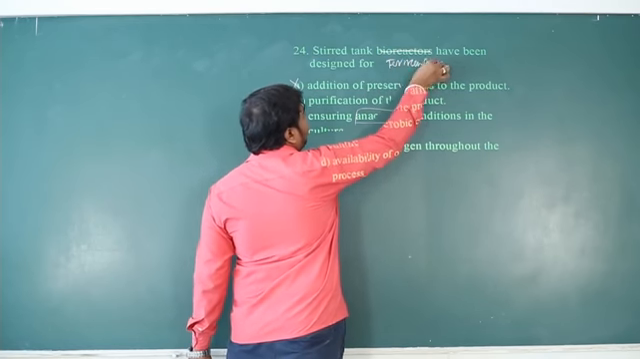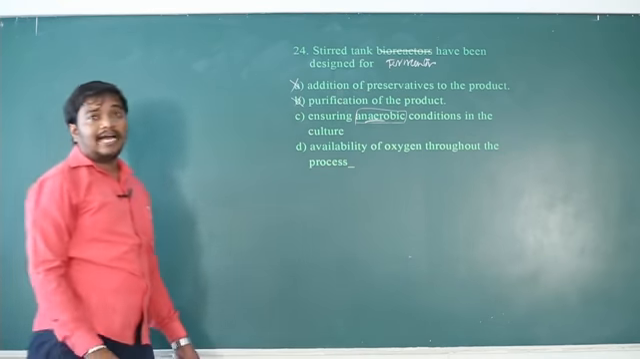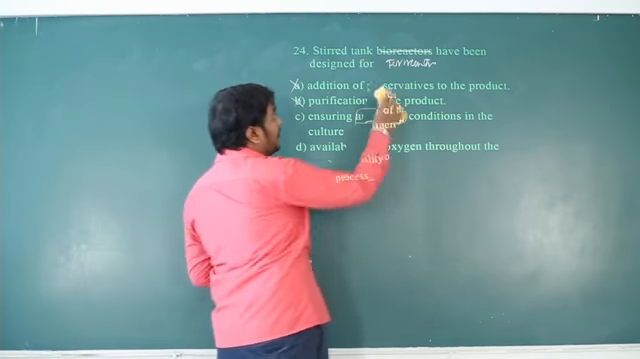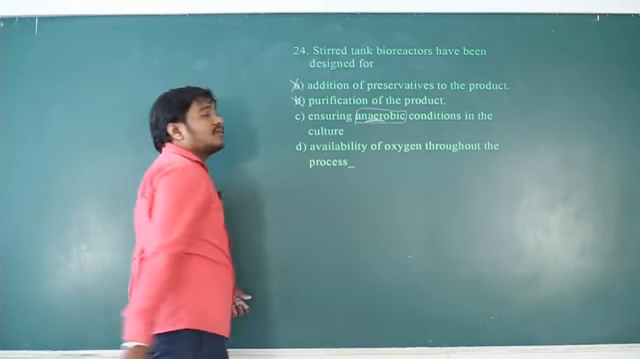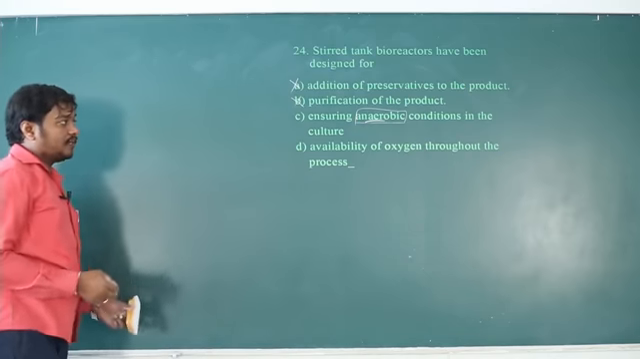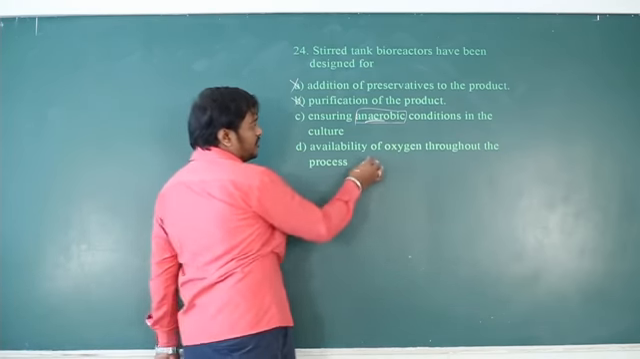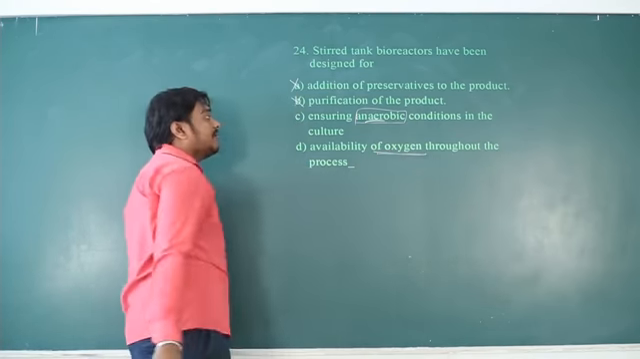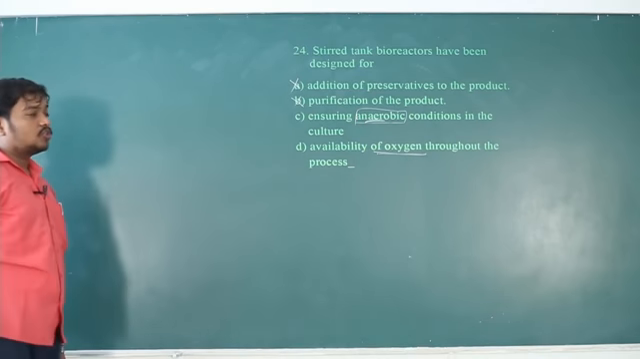So fermenter means this is the condition, we need to maintain anaerobic condition, but we are talking about bioreactor. In bioreactor we are going to use the aerobic bacteria. Aerobic bacteria means oxygen supply should be there, it should be aerobic condition. So availability of oxygen throughout the process.